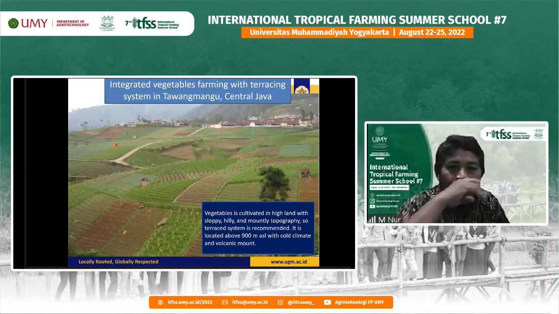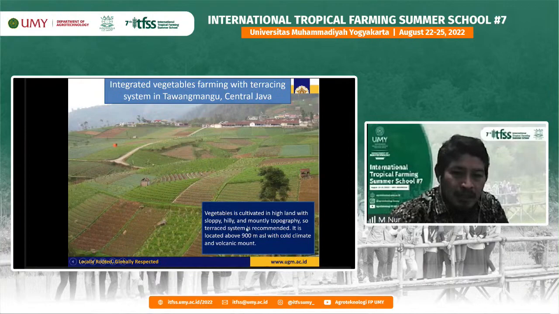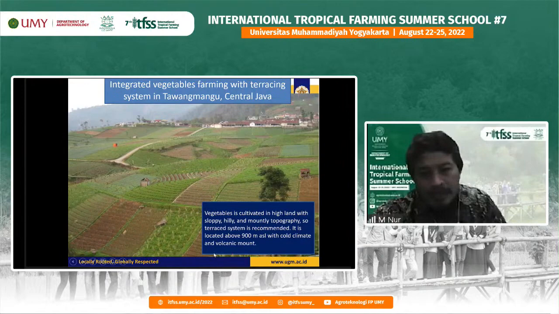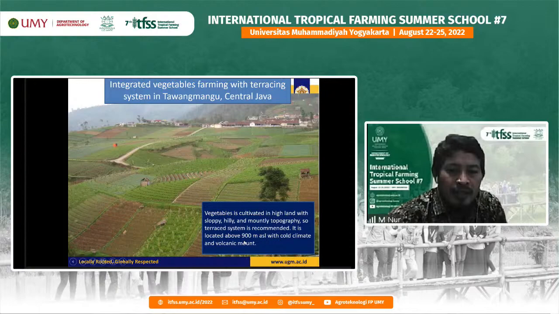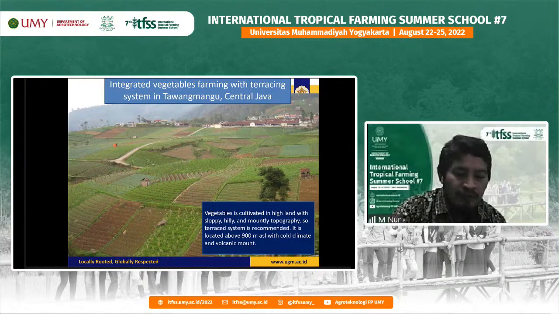This is a system in the upper area in Central Java, especially for vegetables, cultivated in highland with sloping, hilly topography, so a terrace system is recommended. It is located above 900 meters above sea level with a cold climate and volcanic soil. This is found on all mountains in Indonesia: vegetables and also tea, and also coffee, especially Arabica coffee, in this area.